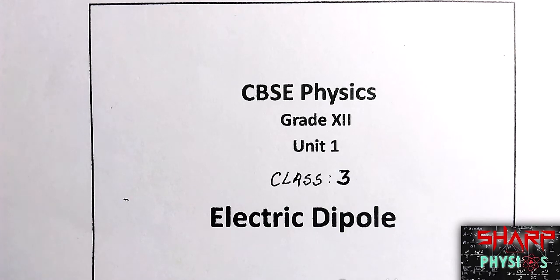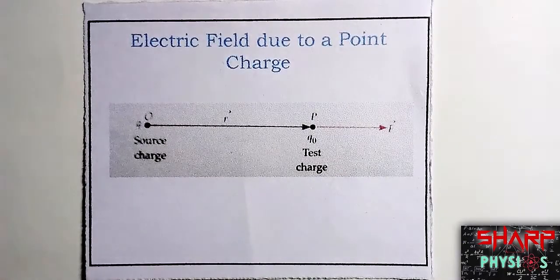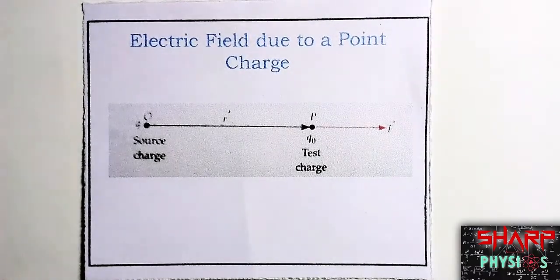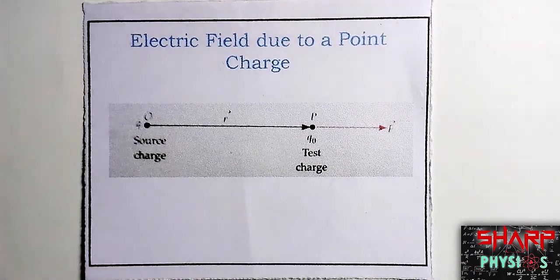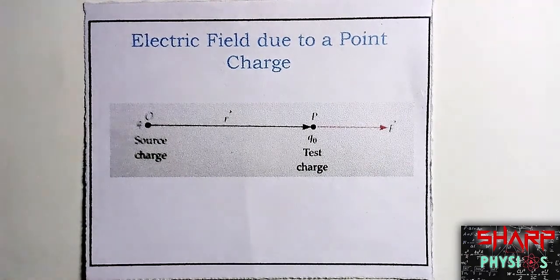Previously, you might have seen the topic electric field, which I hope you have gone through. In the electric field, you might have seen a source charge and a test charge. By means of the test charge, you can find out the strength of the source charge at a particular point, as well as at multiple points. So now we will be seeing about the electric dipole.